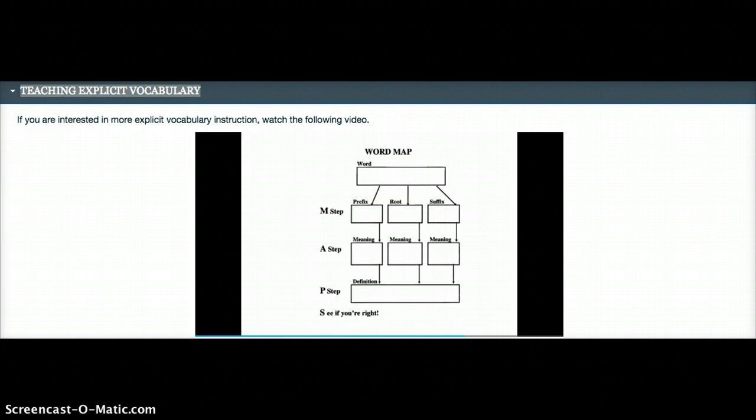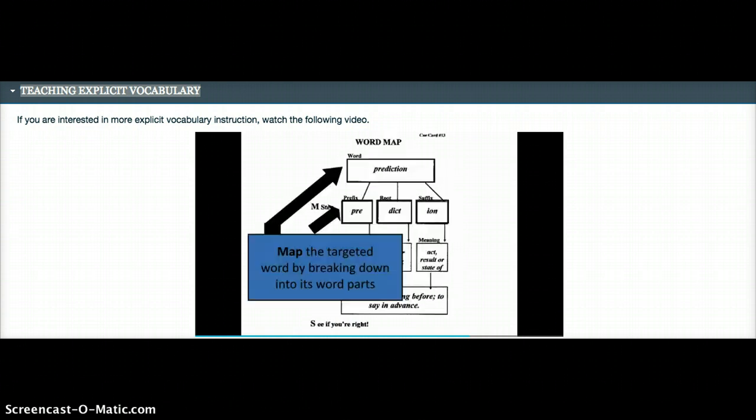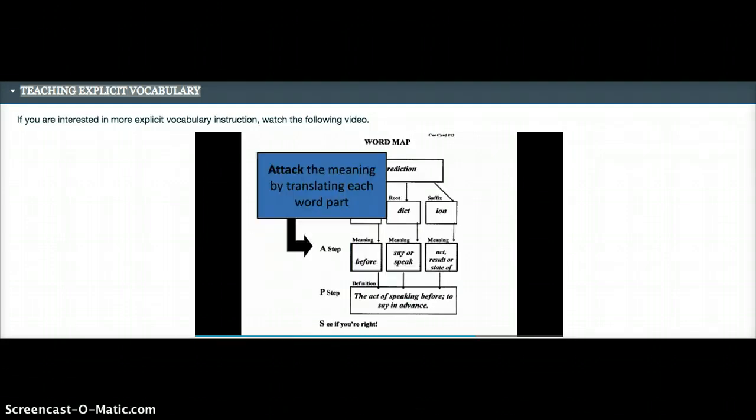You'll see this is broken down into a word map where you have the word, and then you have the map, or step 1, and then you have step 2, and then step 3, and then you check if they're right. So in step 1, the first thing we do is we write the word. Then we break down the word by its prefix, its root, and its suffix. All right? We break down the word into its parts. In the next step, we attack the meaning of the word by translating each of the word's parts.